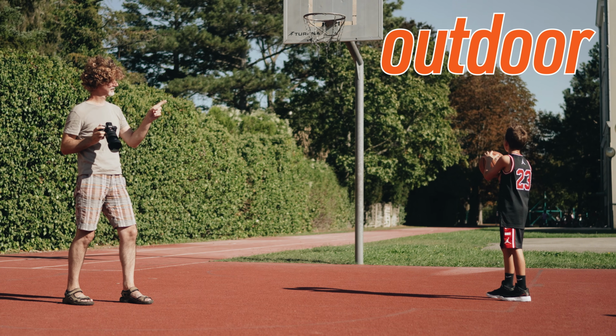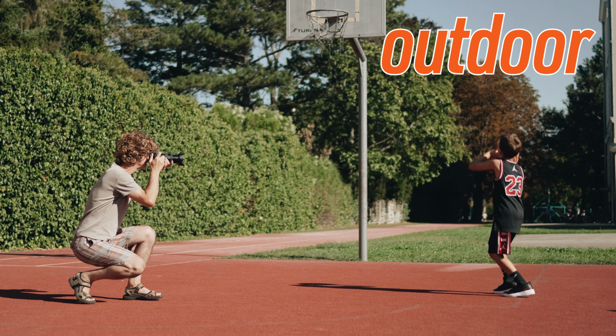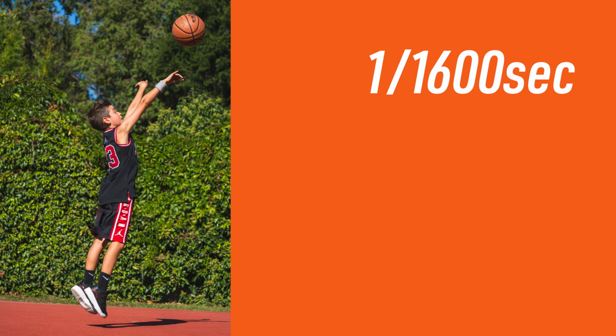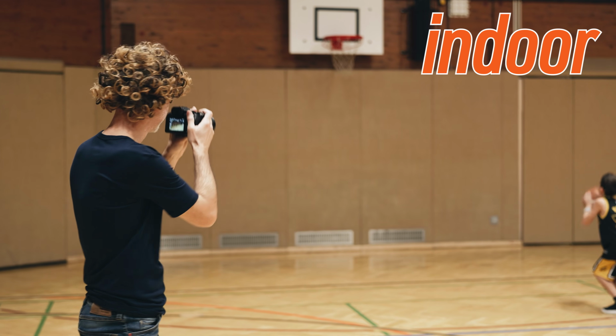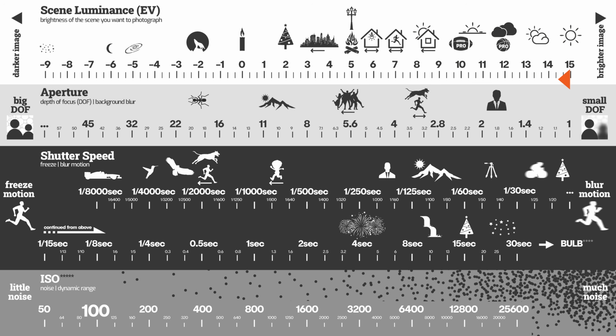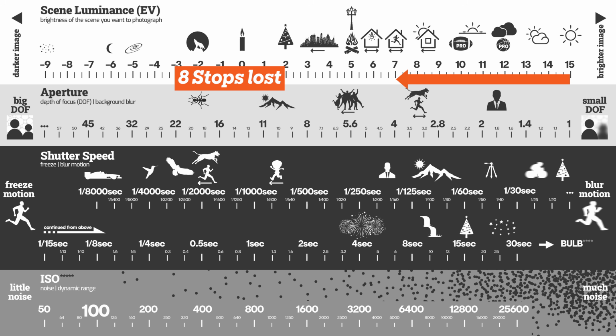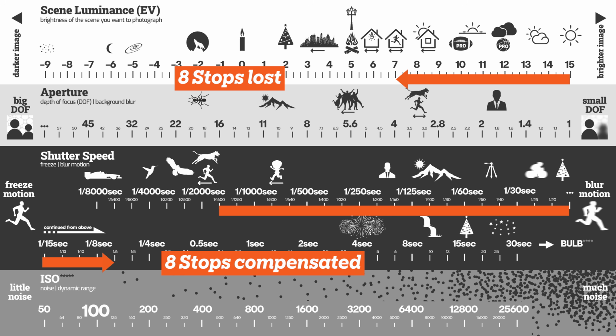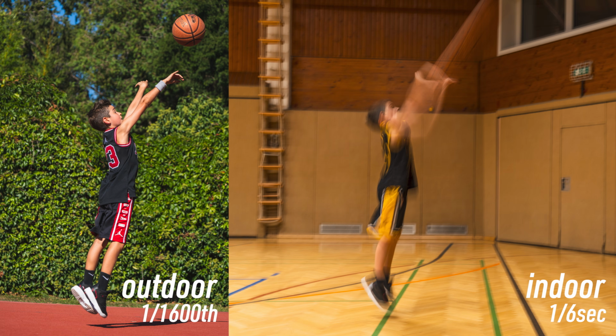So let's say you photographed your kid outdoors playing basketball. You took an image and the camera chose 1/1600th of a second. What would that mean for an indoor shot? We would have to go from 15 down to 7. From 15 to 7 would be 8 stops. If we'd compensate those 8 stops by choosing a slower shutter speed, or better said a long exposure time, we'd end up at 1/6 of a second. That's way too long to freeze action, and we'd end up with a completely blurred shot.